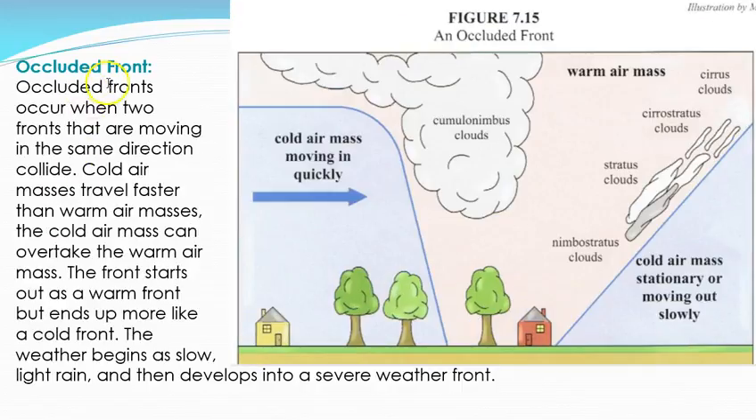The last front is the occluded front. This front occurs when two fronts that are moving in the same direction collide. This can happen because cold air masses travel faster than warm air masses. So we've got cold air moving in quickly, and we had a warm air mass there, but the cold air is able to push past it and compress the warm air mass. So it overtakes the warm air mass. The front starts out as a warm front, but ends up more like a cold front.